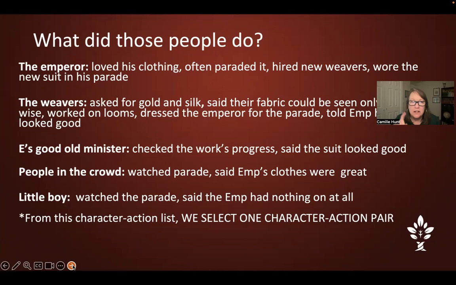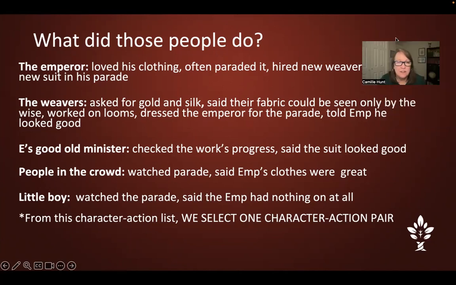The emperor loved his clothing. He often paraded in it. He hired new weavers. He wore the new suit in his parade. And he kept going after he realized his mistake. I didn't write that on the board, but the weavers did these things. They asked for gold and silk. They said their fabric could be seen only by the wise, or the smart, I guess, those fit for their jobs. They worked on looms. They dressed the emperor for the parade. They told the emperor he looked good.